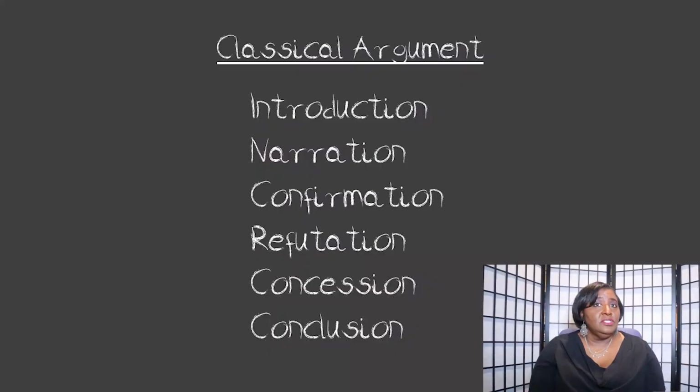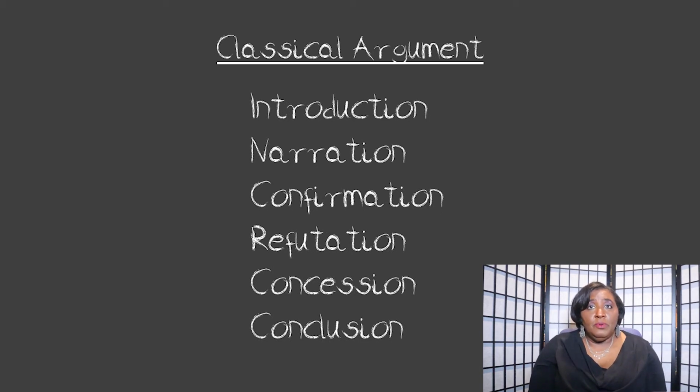When you write your essay, you'll use the classical format. It starts with an introduction, as in all essays. Next is the narration, in which you explain the background information necessary to your argument. Sometimes this is combined with the introduction. In the next section, you make your claim or proposition and back it up with your proofs and evidence in your confirmation.